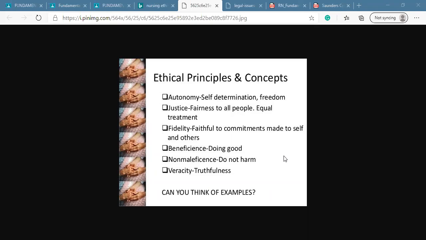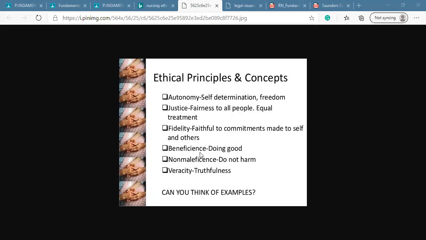And the second one is called beneficence. So beneficence means doing good for the patient, right? Beneficence means to do good, or what is best for the patient. I mean, a benefit for the patient.